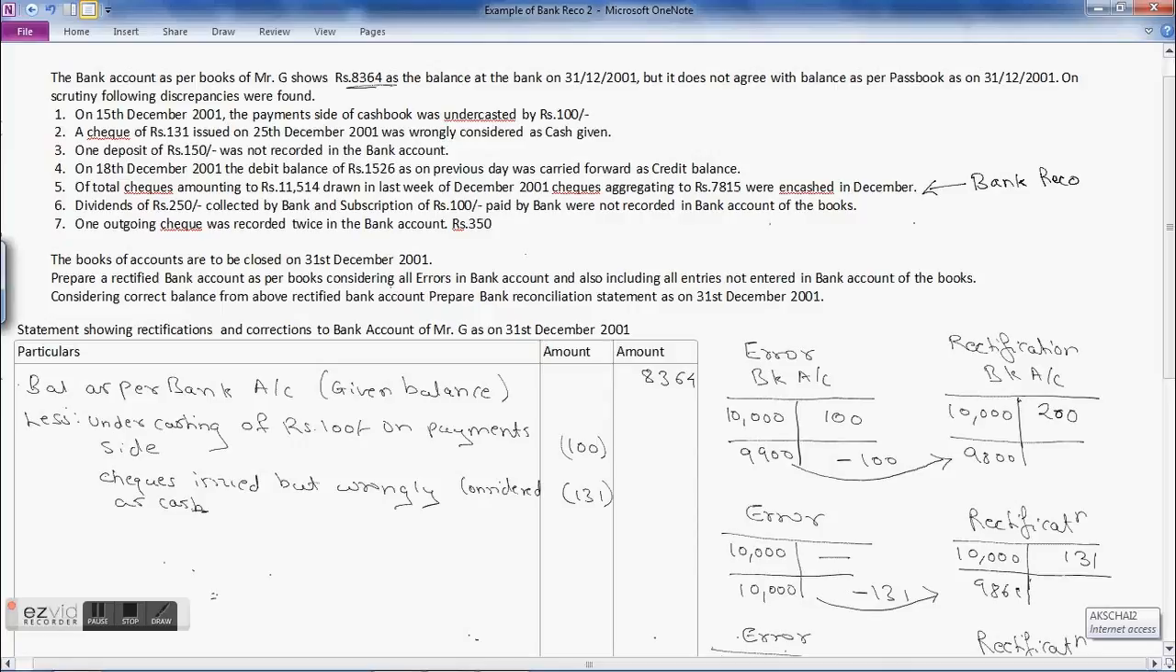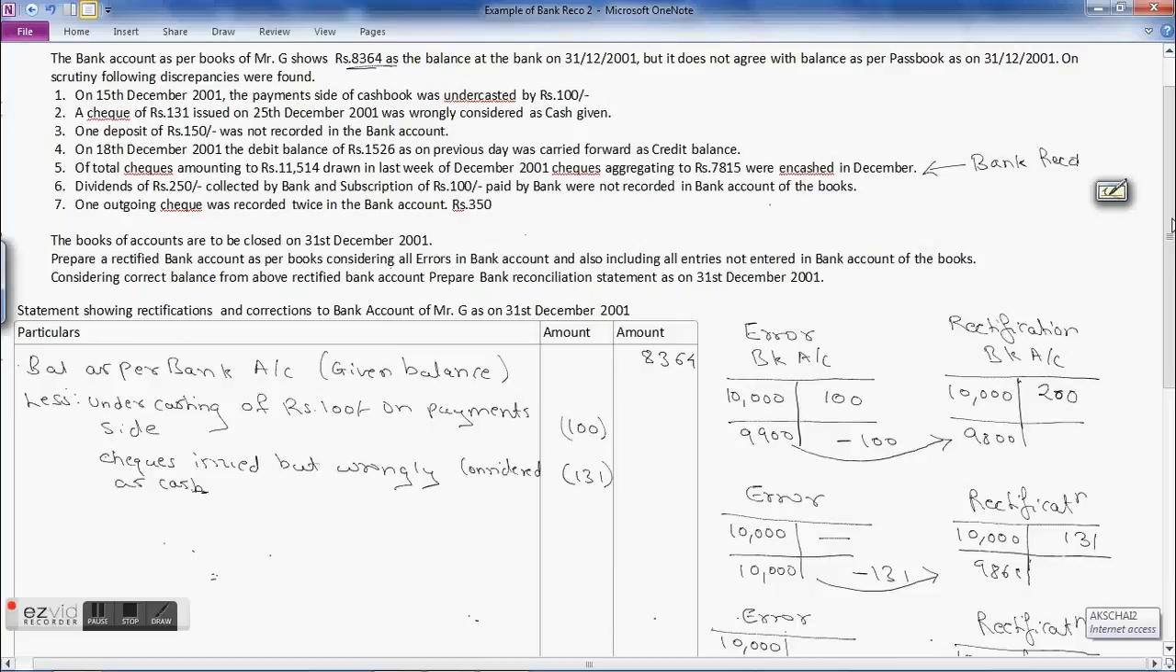Correct. Next, 6. Dividend of rupees 250 collected by bank and subscription of rupees 100 paid by bank were not recorded in the bank books of account. Usually this will be considered as a bank reconciliation item. But since we are closing the books on 31st December 2001, we need to pass all the pending entries. This is one example of pending entries. Since the dividend is collected and the subscription is paid by the bank, we need to pass the same entries in our books of accounts.